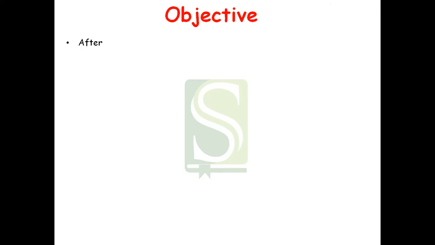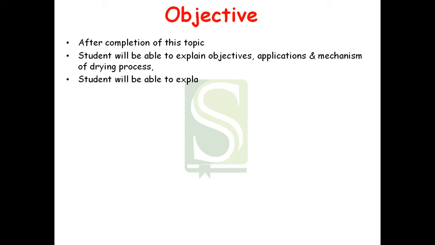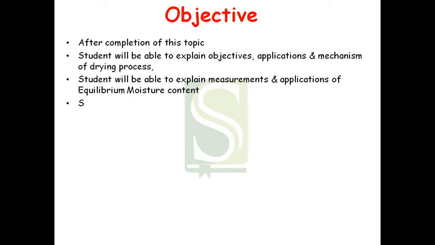The objective of this particular chapter is that upon completion of this topic, the student will be able to explain the objective, applications, and mechanisms of drying process. Also, the student will be able to explain measurements and applications of equilibrium moisture content. Also, they will learn about drying curve, which is very important to know.